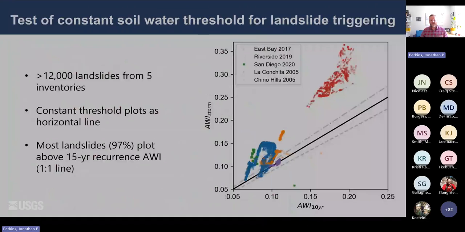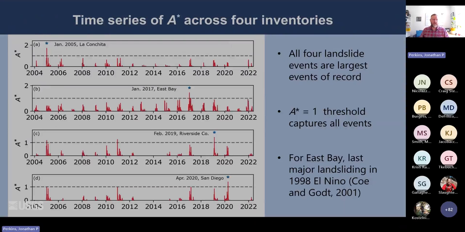Okay, now what we can do is look at the climatology of AWI for each of these other inventories, at least the three other ones that Sky had mapped, and see if it's similar to what we saw in the San Diego example. Here is the San Diego record again, except now instead of showing AWI, I'm showing A star. A star equals 1 is equivalent to the 10-year AWI.